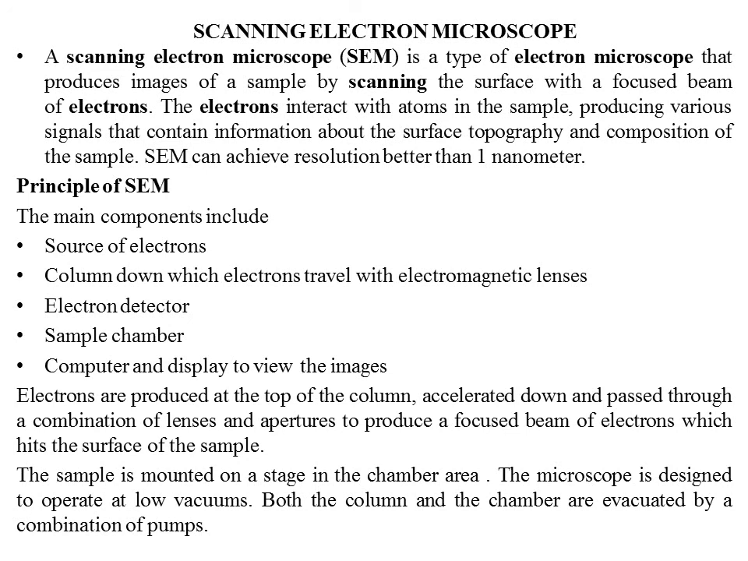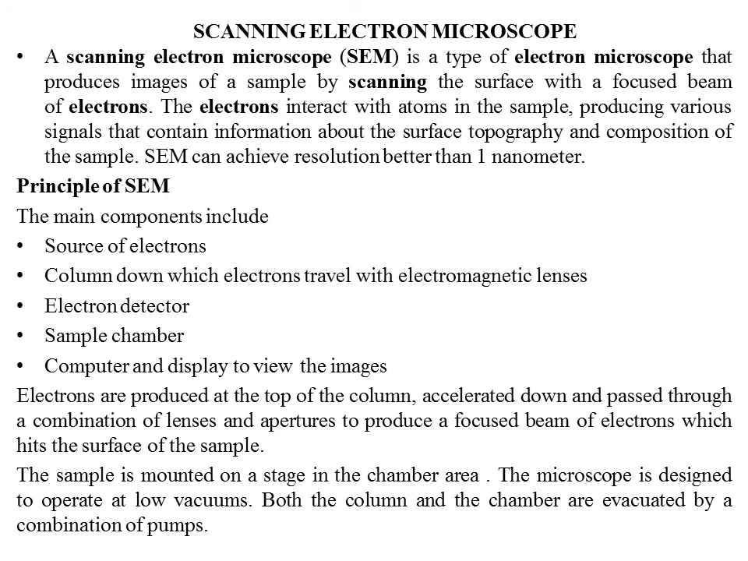So let us know what are the different components of SEM and how its working principle is. So let's discuss now the principle of SEM. The main components of this SEM are the source of electrons, or the focused beam of electrons that we require. Second, there is a column wherein the electrons have to travel to reach that object. So they will pass through the system of lenses. There are a set of electron detectors, a sample chamber, and a computer display to view the images. So these are the components of a scanning electron microscope.